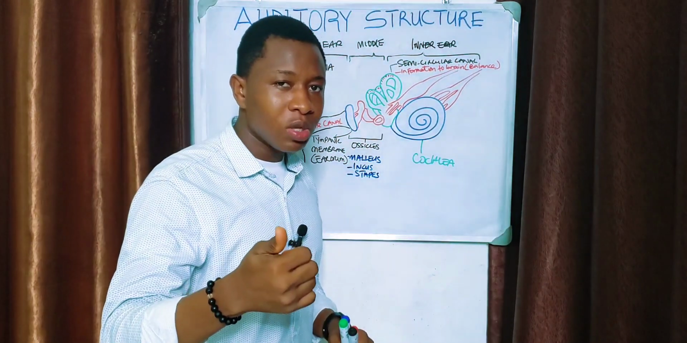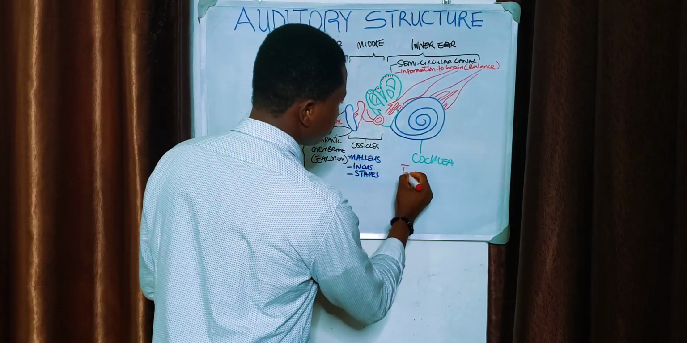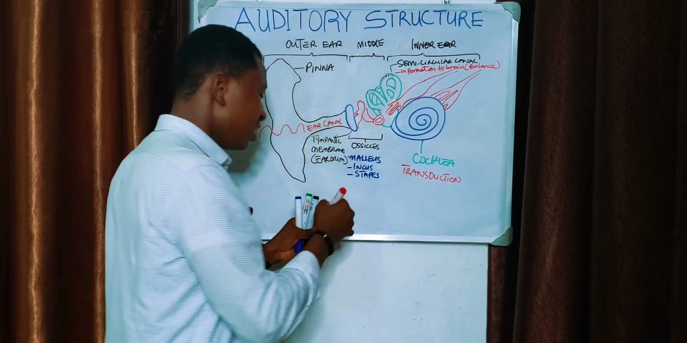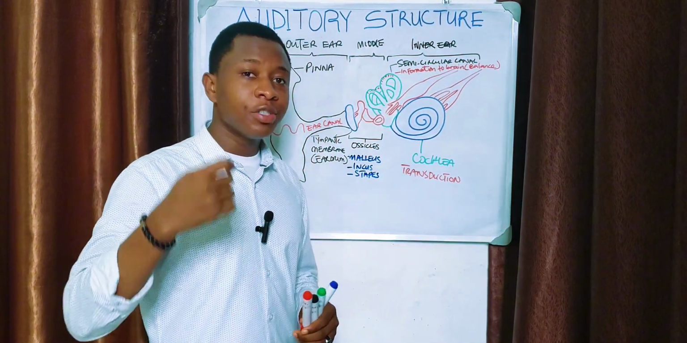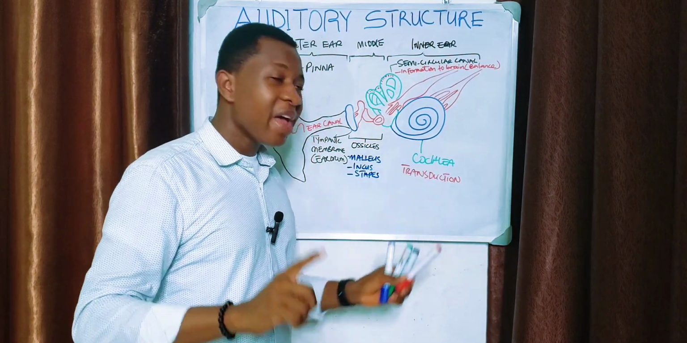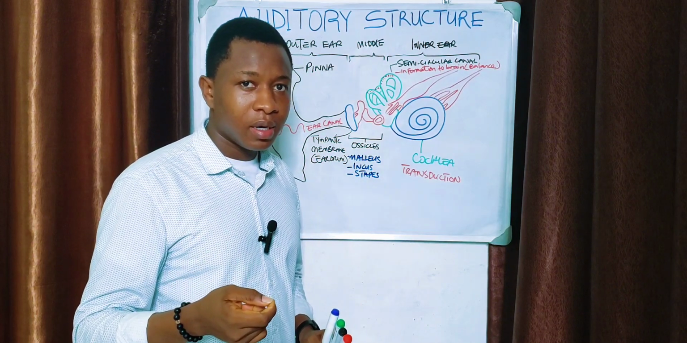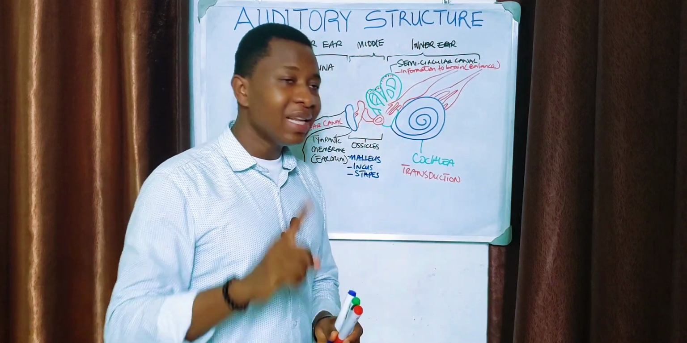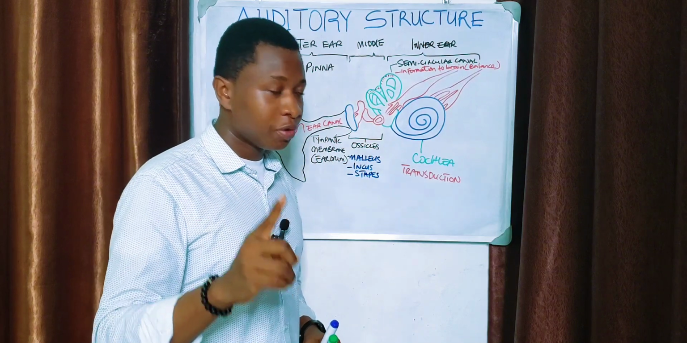The moment it gets to the cochlea, what happens is transduction. Now, what is transduction? This is just the conversion of vibration or sound to electrical impulse that is interpreted by the brain. So this is where every sound that is heard is interpreted. The sound is converted to electrical impulse, and that electrical impulse is what we call action potential. I've done a video on action potential; you can go and check that out.